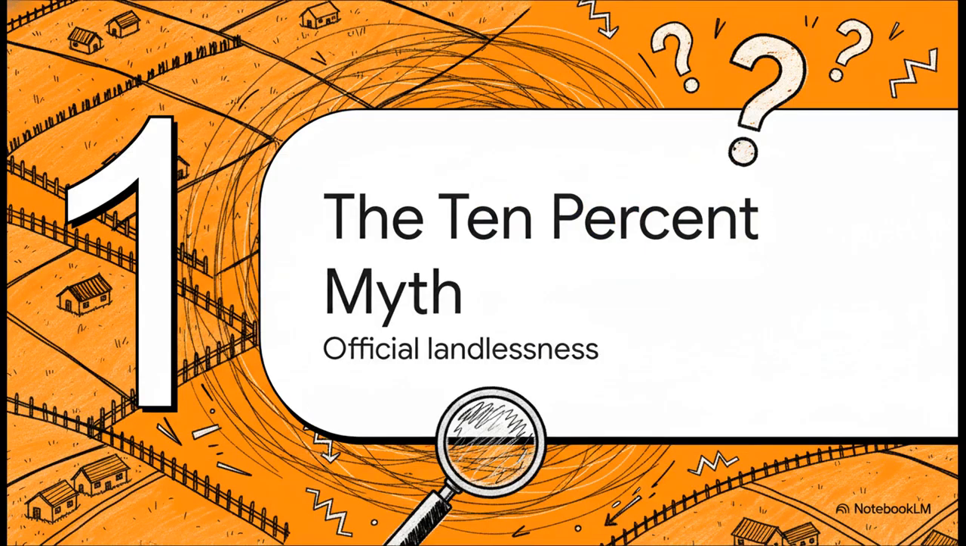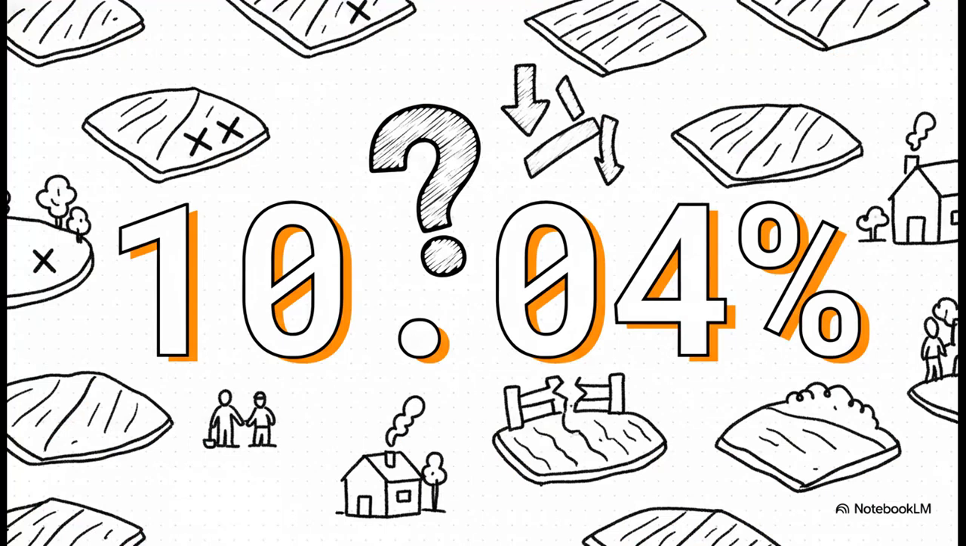Section 1. The 10% Myth. The official narrative presents rural landlessness as a marginal issue. To wrap our heads around this hidden crisis, we first have to understand that official narrative. According to the widely cited 2003 to 2004 National Sample Survey Organization report, specifically their 59th round of data collection, a mere 10.04% of rural Indian households do not own land. Just 10%. If you take that number at face value, structural landlessness looks like a totally marginal issue, right? Just a relatively small gap in a system that's otherwise working fine.